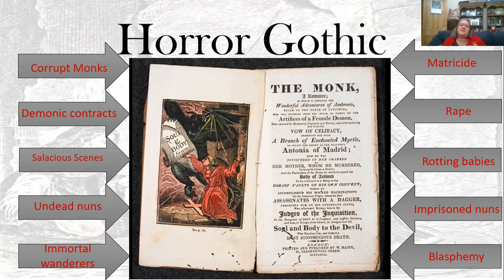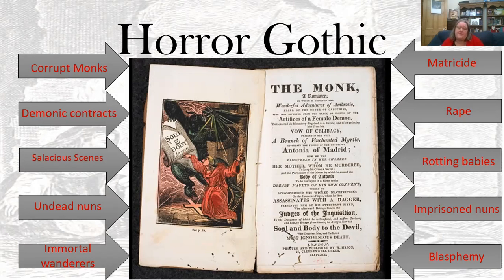But this, as I've said, is the story of Ambrosio and his fall. We have corrupt monks signing demonic contracts. We also have a number of salacious scenes. We have sex scenes, essentially. A slight kind of fade to black, but they're still there. We have a lot of boobs popping out all over the place, quite literally. We've got ghosts, real ghosts, undead nuns in this case.